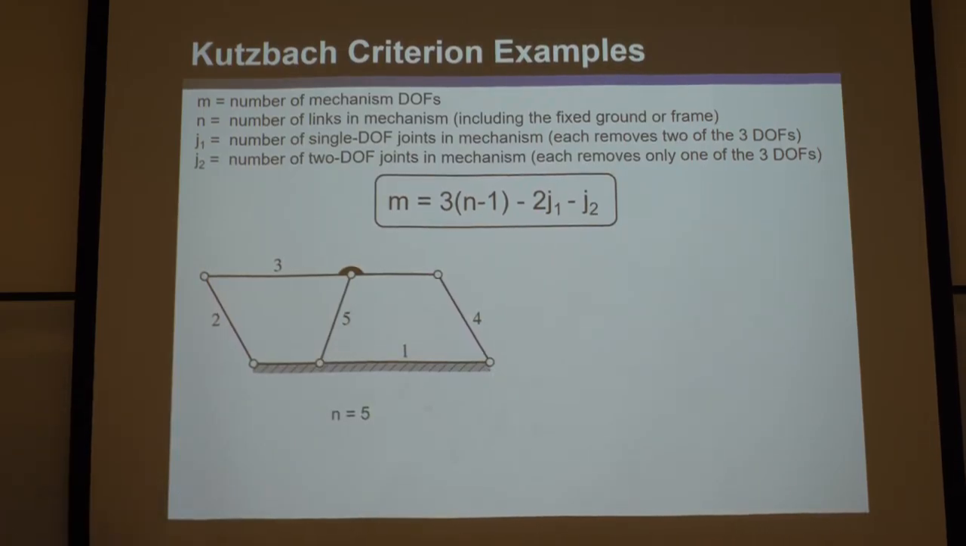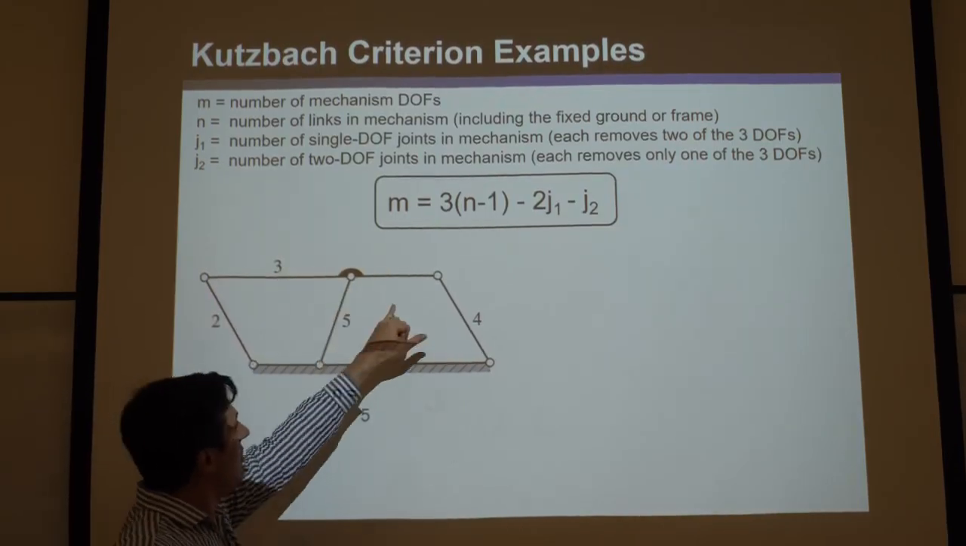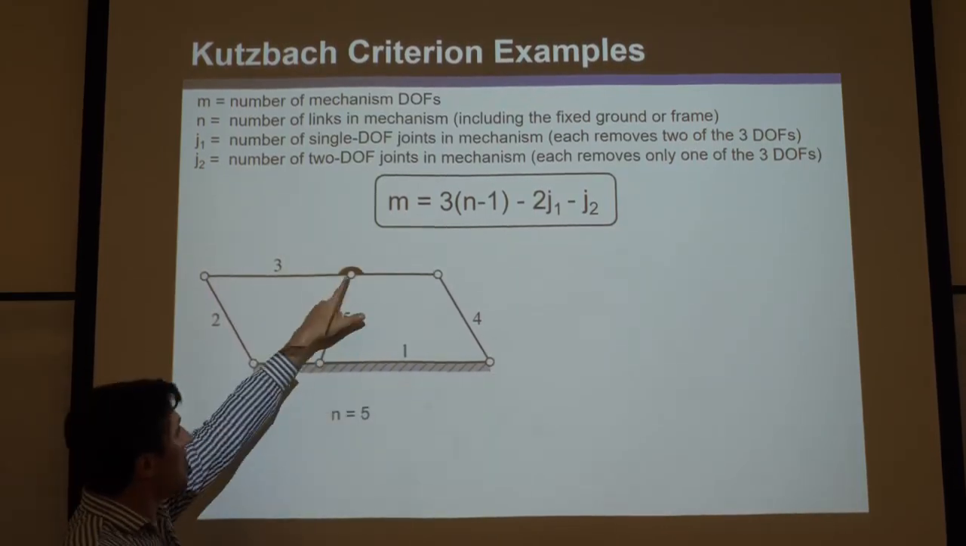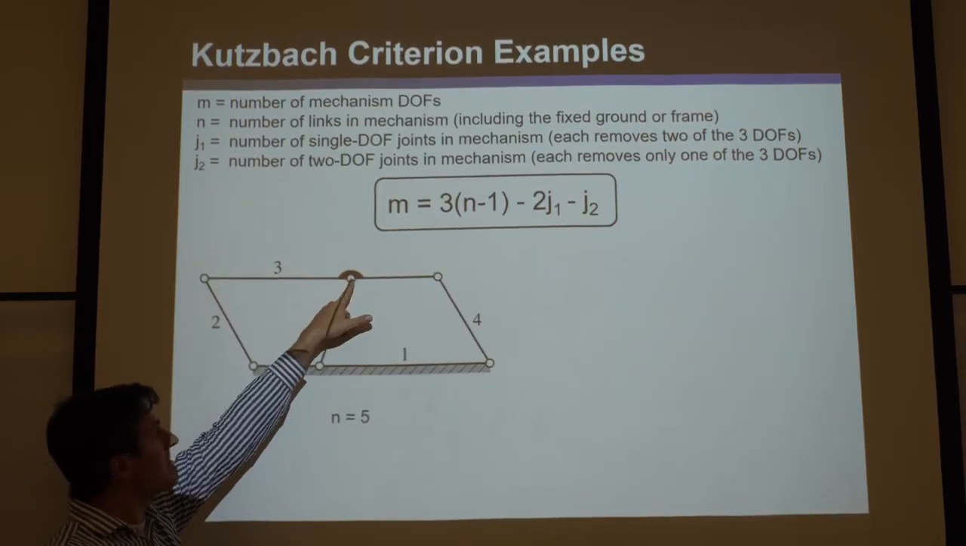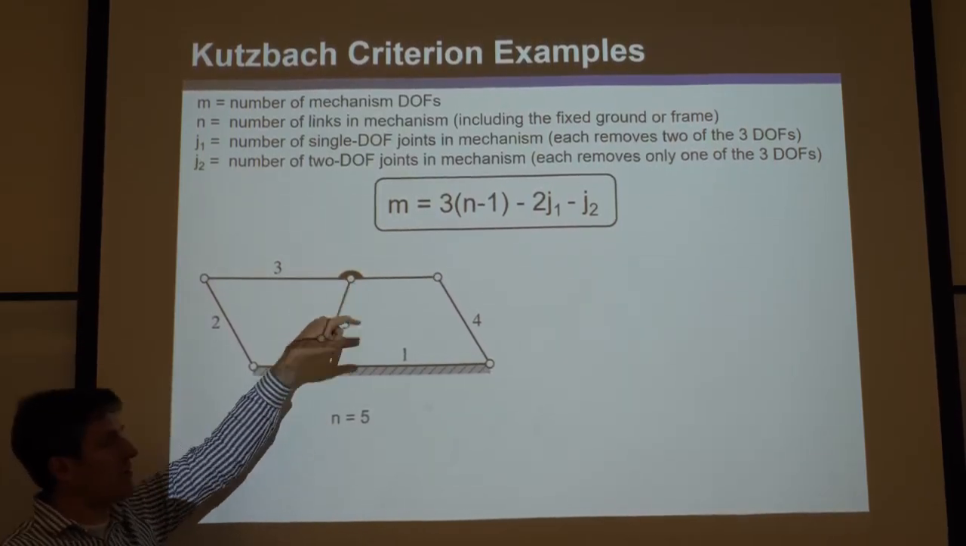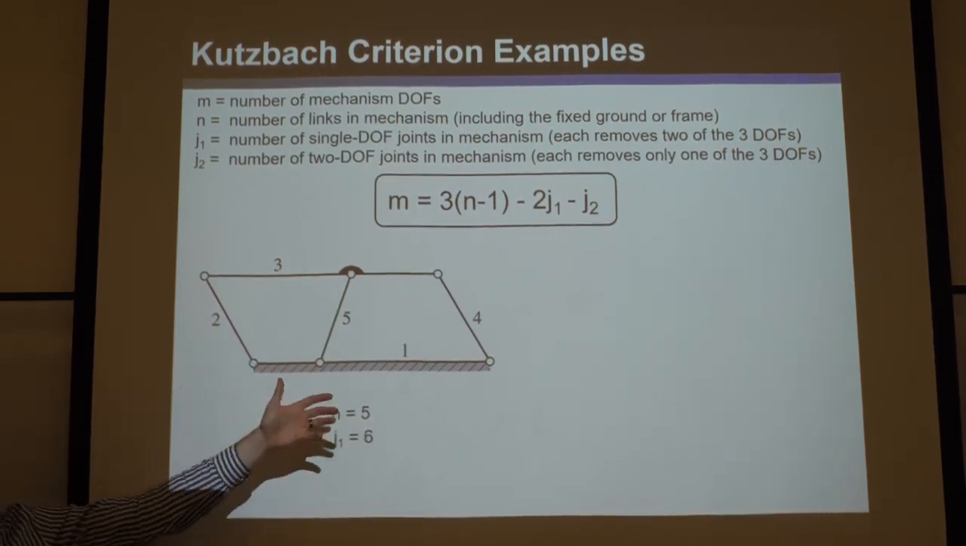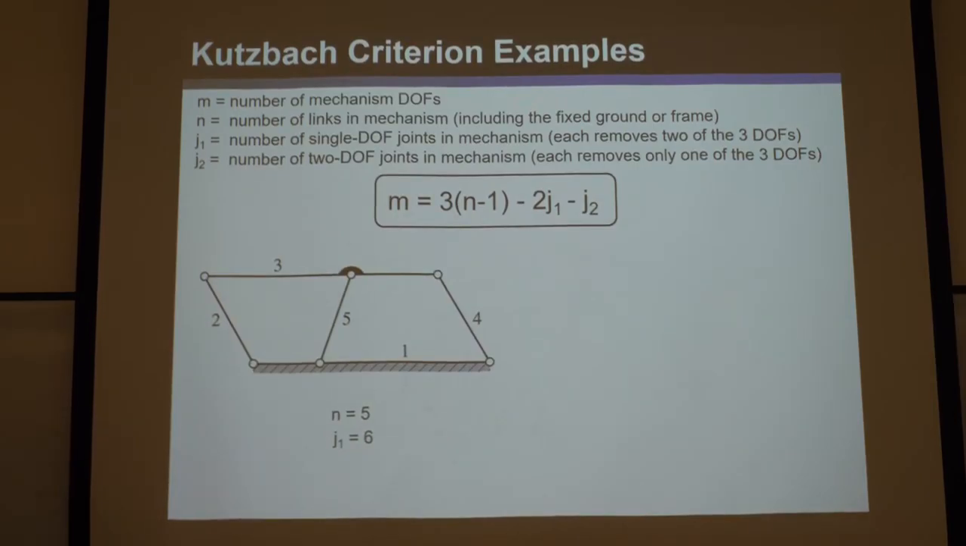Okay, and how many J1s are there? Well, there's 1, 2, 3, 4, 5, 6. And we don't count any of them twice. Don't count this one twice. You would if there was no bridge, but since there's a bridge, these are just 2 links, so it's 1 pair. So J1 is 6, because there's 6 revolute joints there. Okay, how many J2s are there? There's none. So you plug it in, and sure enough, mobility is 0, which is what you'd expect.